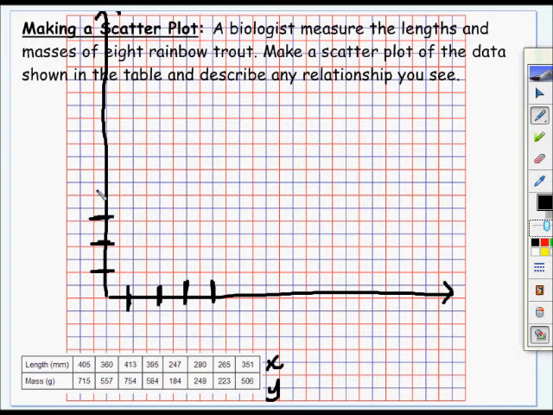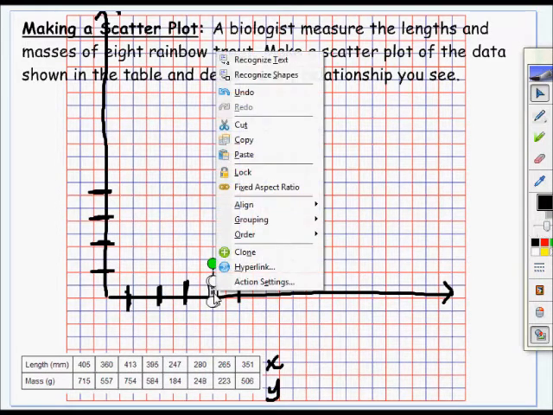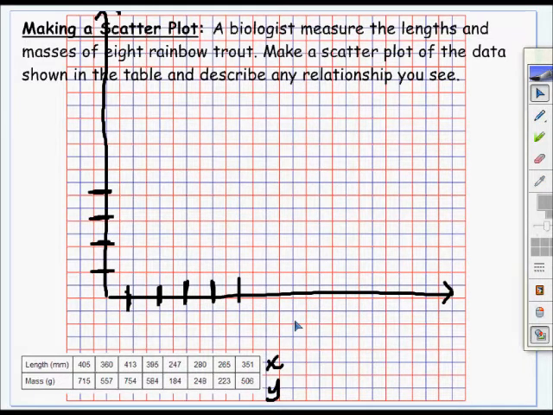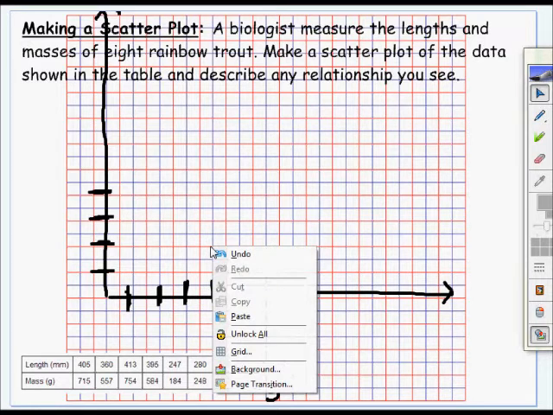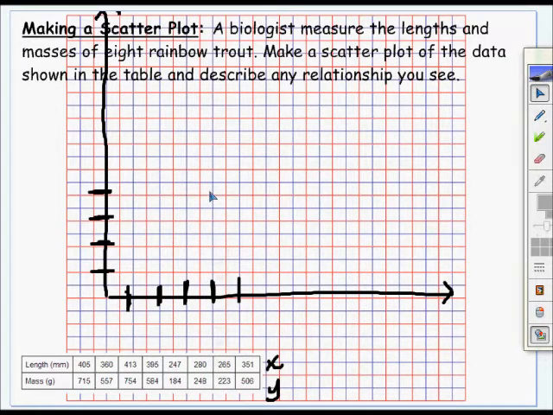Let's see if we can at least get just a little bit of an idea what this would look like. So the length for the first one's 405. So 100, 200, 300, 400. So I'm over to the right, just past the 400 mark. And I want that to weigh 715. So 100, 200, these are the red lines now, 300, 400, 500, 600, 700. So I want to make that at about 405 and 715.